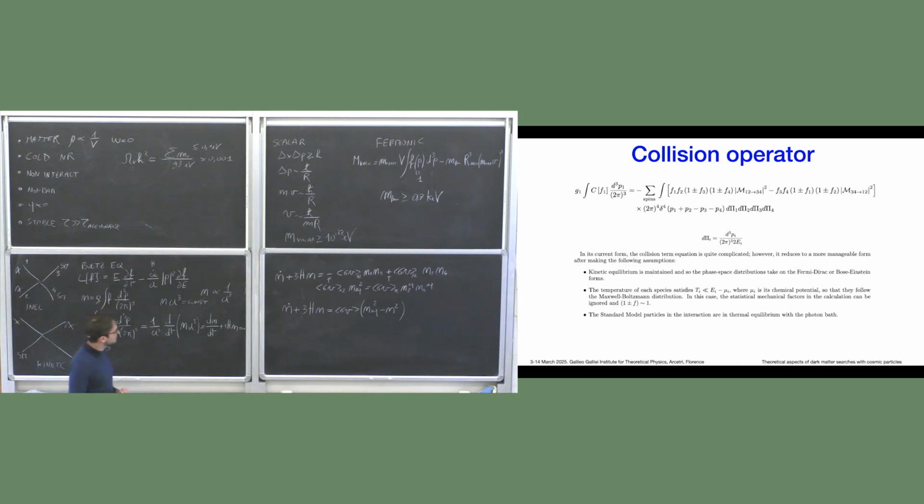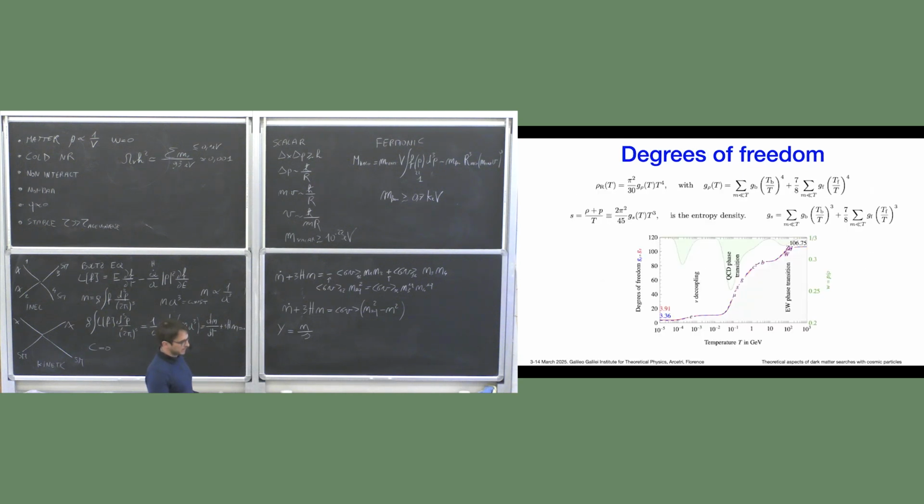Okay, now, there is a trick that we typically use to solve this Lee-Weinberg equation. And the trick is that we don't use the density, but we use a quantity Y that has different names, for example, comoving number density. That is the density divided by the entropy. Why are we using this quantity? The reason is that the entropy, S, is proportional to T cubed.